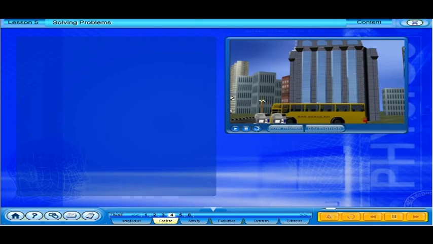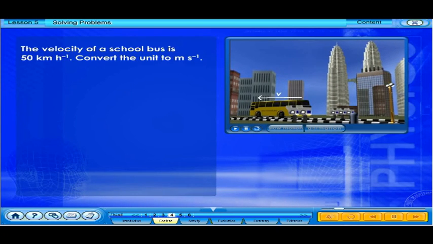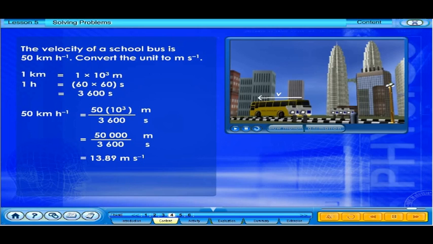Observe the moving school bus. The velocity of a school bus is 50 kilometers per hour. Convert the unit to meter per second. One kilometer is equal to 1 times 10 to the power of 3 meters. 1 hour is equal to 3,600 seconds. 50 kilometers per hour is equal to 13.89 meters per second.